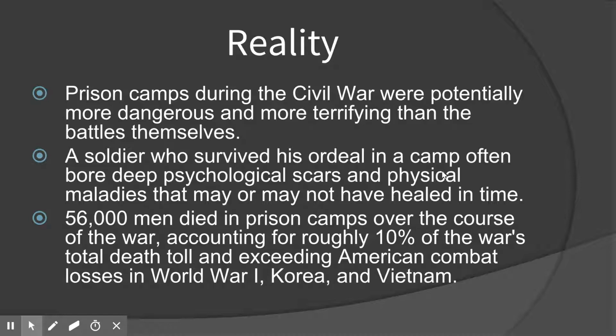So prison camps during the Civil War were potentially more dangerous and more terrifying than the battles themselves. A soldier who survived his ordeal in camp often bore deep psychological scars. We're going to see 56,000 men die in prison camps over the course of the war, and this will account for roughly 10% of the war's total death toll, and will exceed the American combat losses in World War I, Korea, and Vietnam. So again, prison camps during the Civil War is not something that's often talked about in American history, but definitely something that you should look into a little bit more.